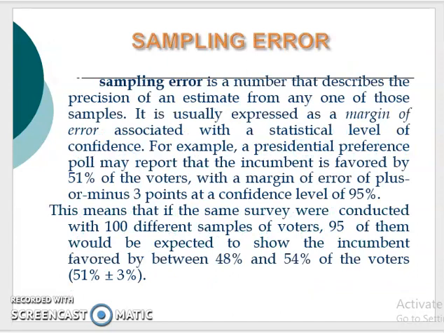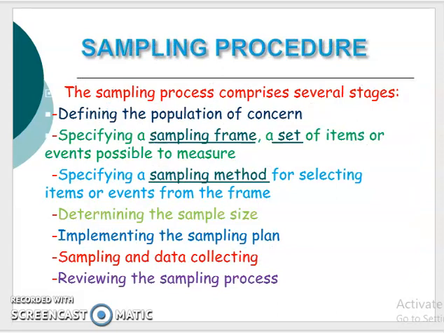Then there is sampling error, a number that describes the precision of an estimate from any one of those samples, and it is usually expressed as a margin of error. So the sampling error might occur. Then about the sampling procedure. The sampling procedure comprises several stages.